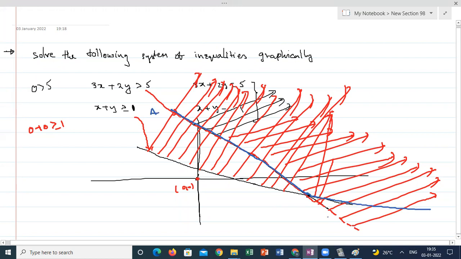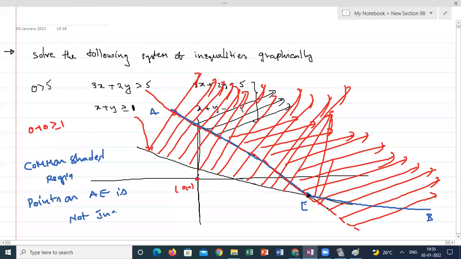Suppose I am taking A, E, B. In the common shaded region, the points on AE are not included because it is a dotted line, and the points on EB are included. These three points will be the solution set of this.